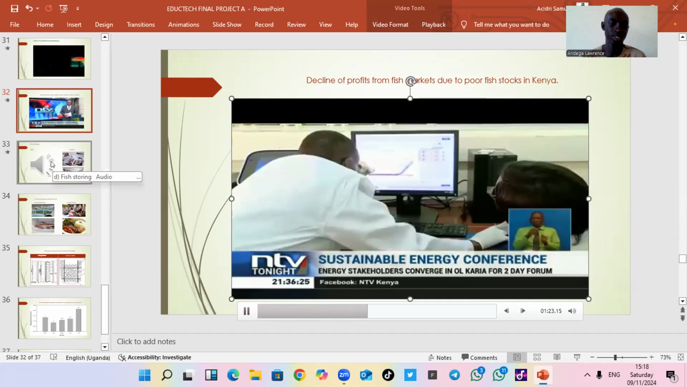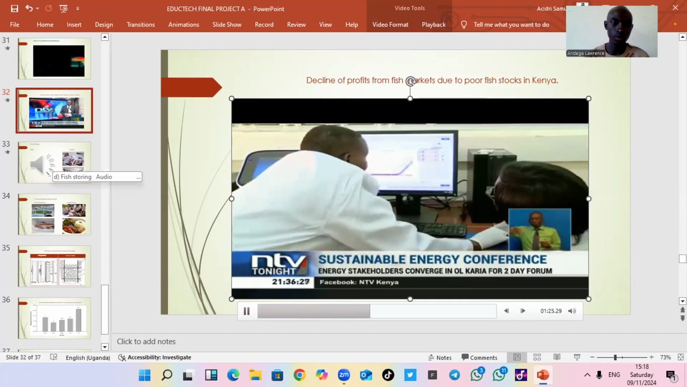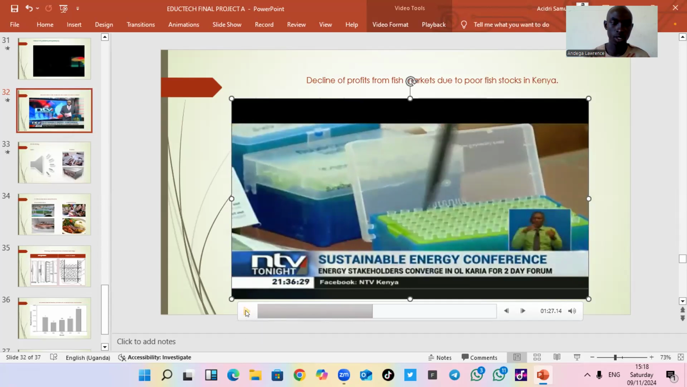Besides pollution of the aquatic ecosystem, scientists say poor fish stocking, especially having poor fish breeds put on the water bodies in Kenya, has affected Kenya. And it also affects the market. When we are talking of the market, there is always profit and loss. So that is how it has resulted in loss.